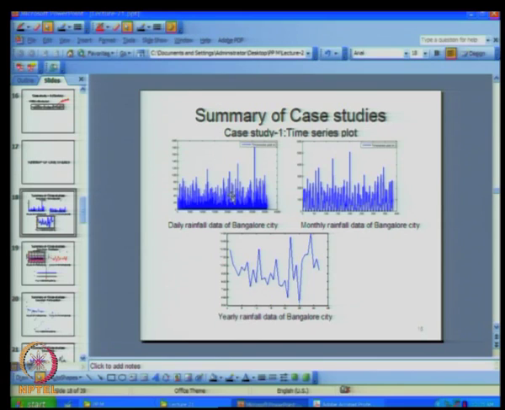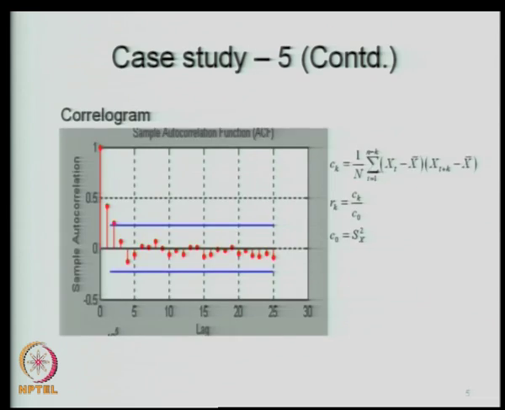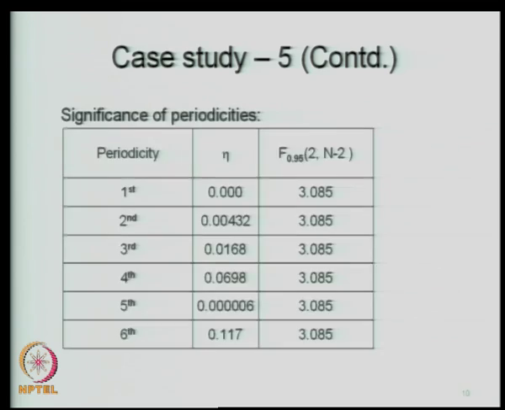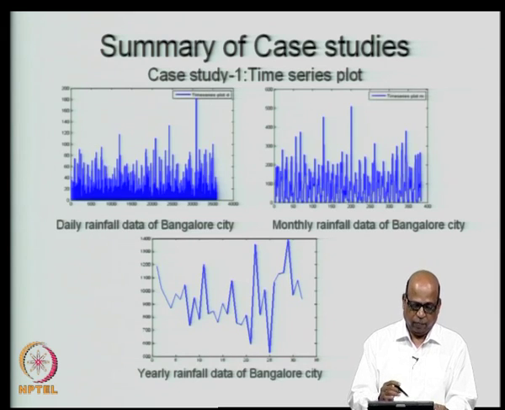So, first we considered the Bangalore city daily rainfall data. This is how the daily rainfall data appears. We started with daily rainfall, then we went on to aggregate the daily rainfall to get the monthly time series, then aggregated the monthly rainfall to get the annual rainfall time series.